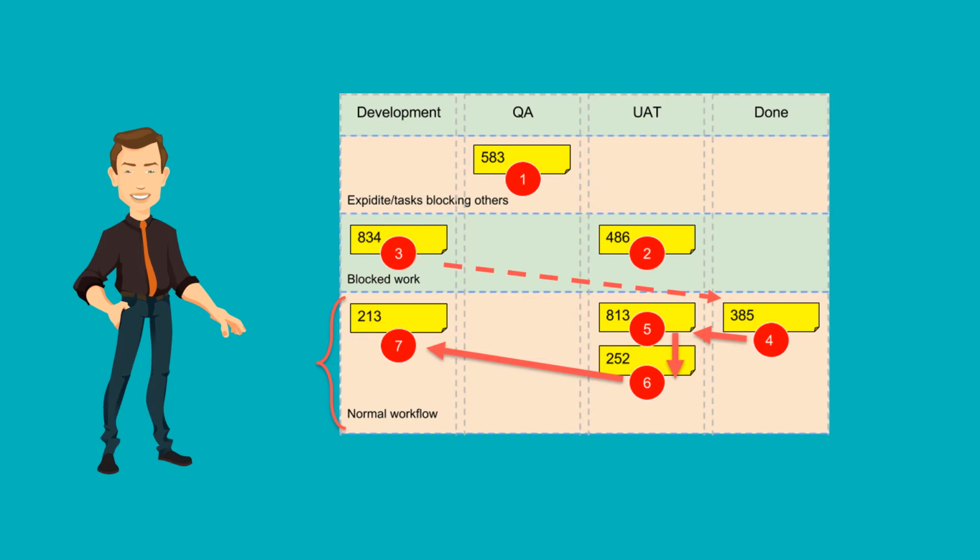The higher up the board a task is, the higher its priority. As tasks move along the board, more people have spent time on them. Therefore, tasks on the right have more invested value than those on the left. So working from top to bottom and right to left ensures tasks are ordered by priority and value.